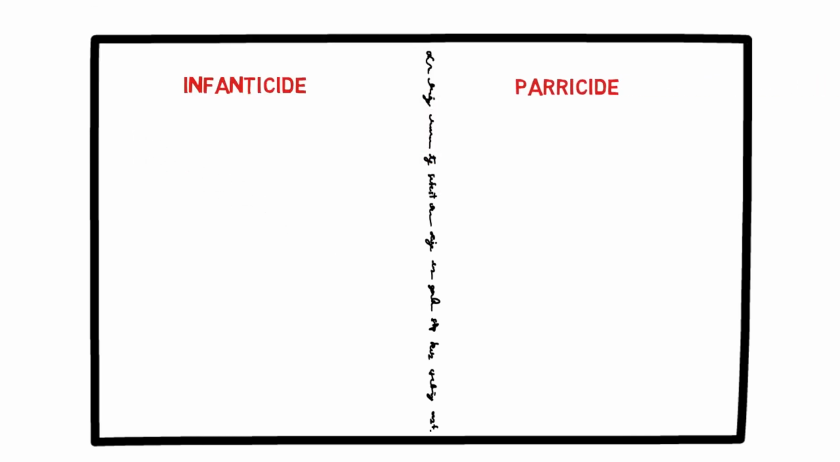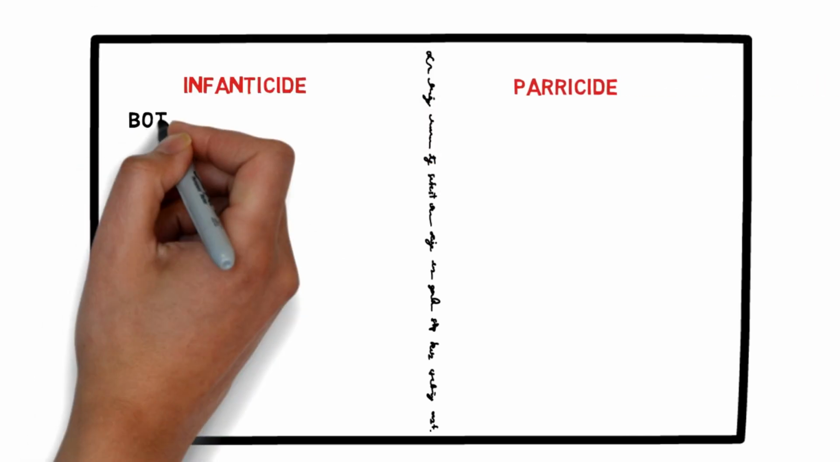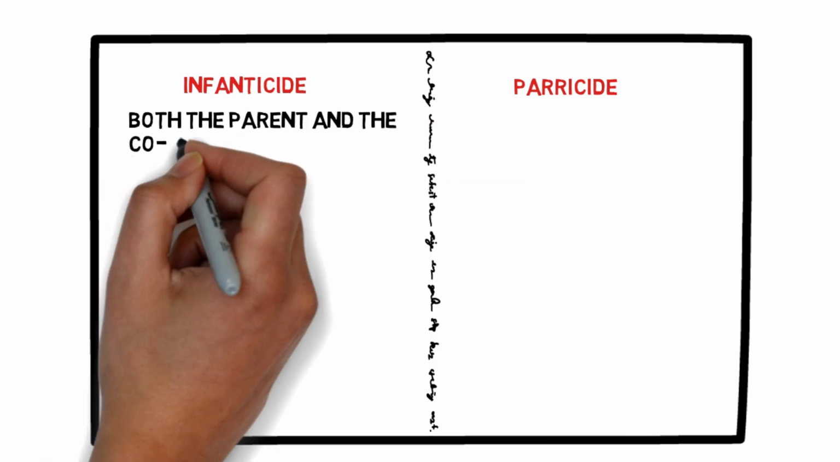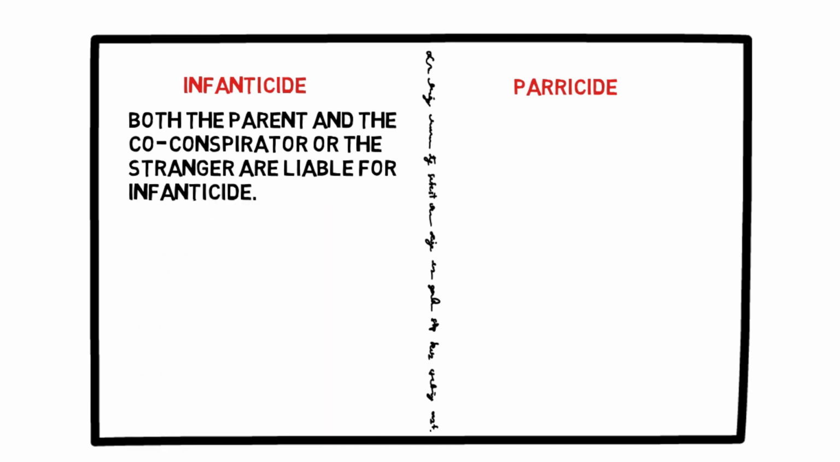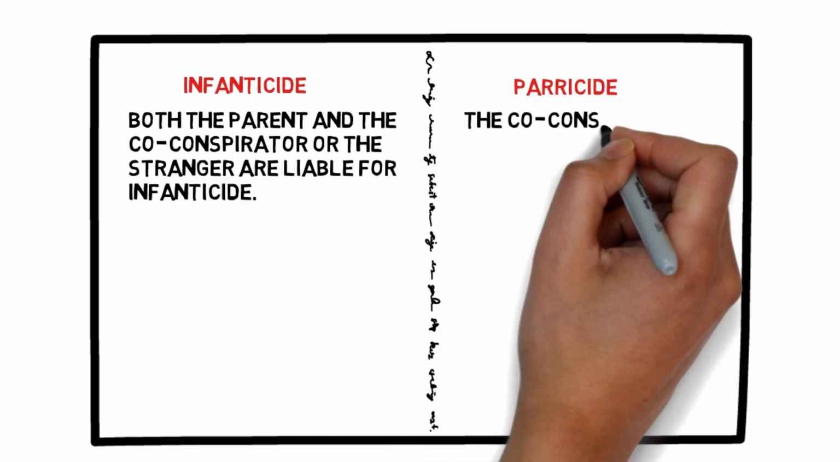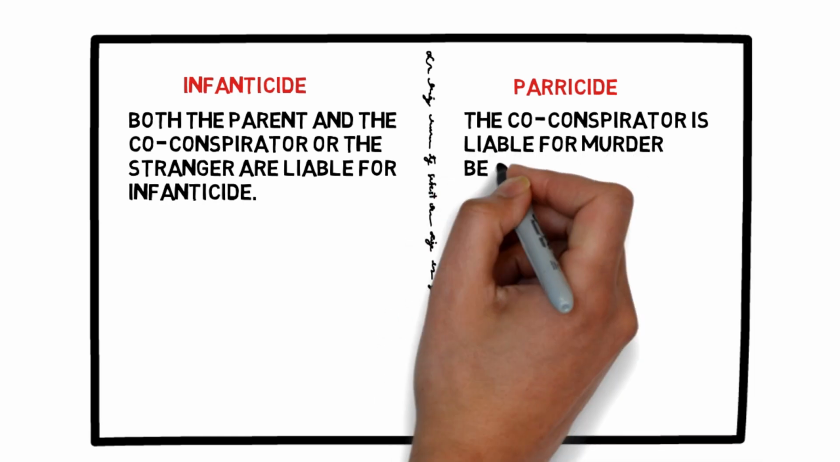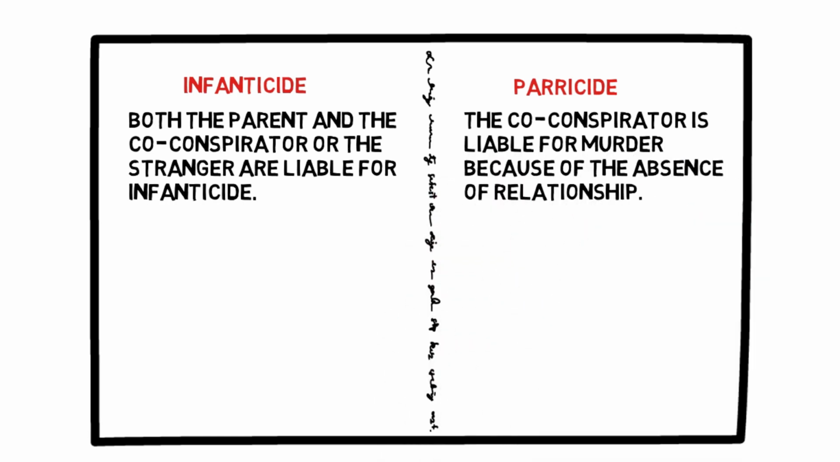As to liability in conspiracy. If infanticide is committed in conspiracy with a stranger, both the parent and the conspirator or the stranger are liable for infanticide. In parricide, only the relative concerned is liable for parricide. The co-conspirator is liable for murder because of the absence of relationship.